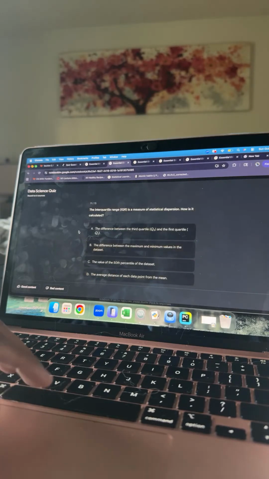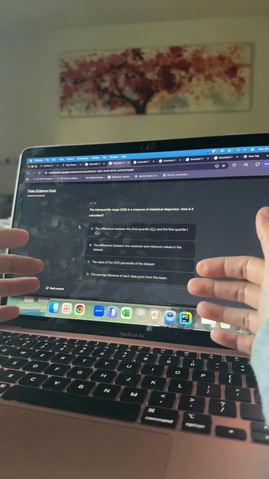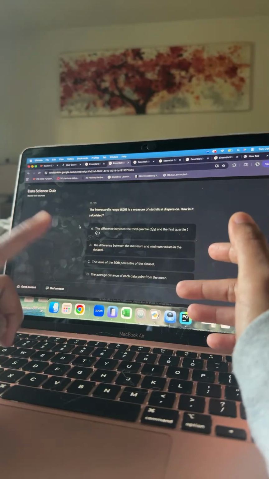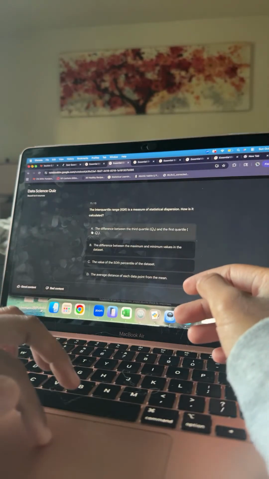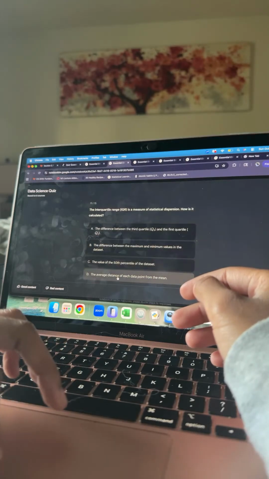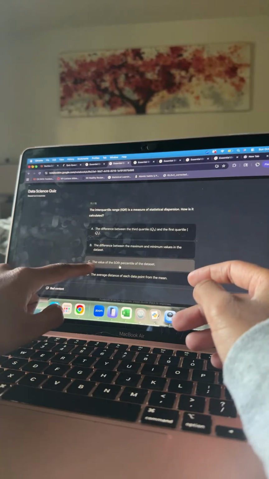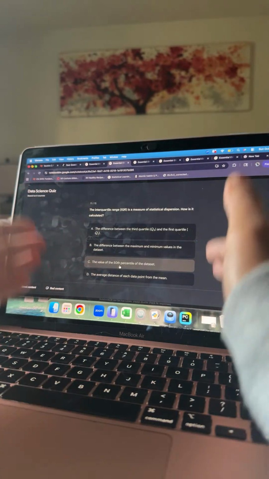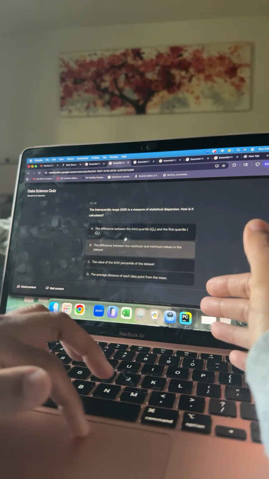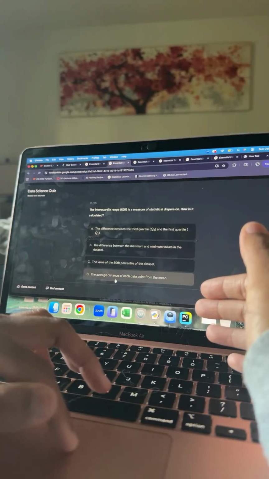All right, next question. The interquartile range is a measure of statistical dispersion. How is it calculated? So I think the interquartile range is usually the median, if I'm not mistaken, or at least the second quartile, right? I'm pretty sure it's C because the 50th percentile is the median and IQR is the median as well. I'm not sure, but I think it's C.